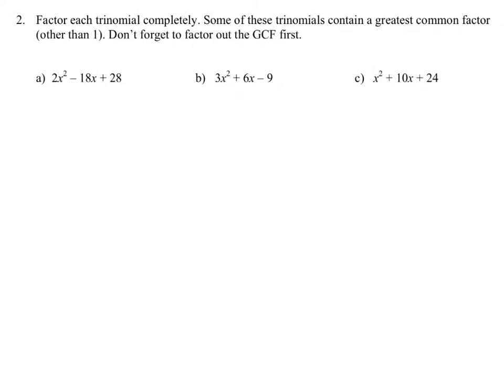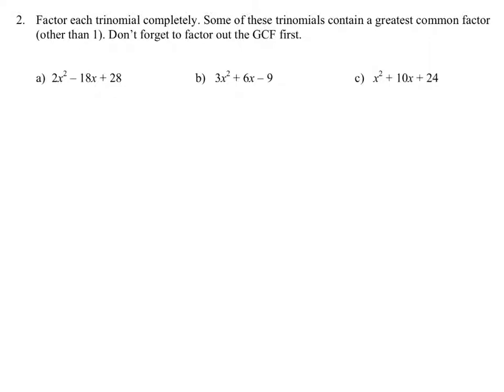For these examples, we want to factor each trinomial completely. Some of these trinomials contain a greatest common factor other than 1. Don't forget to factor out the GCF first. Example A, we have 2x squared minus 18x plus 28.